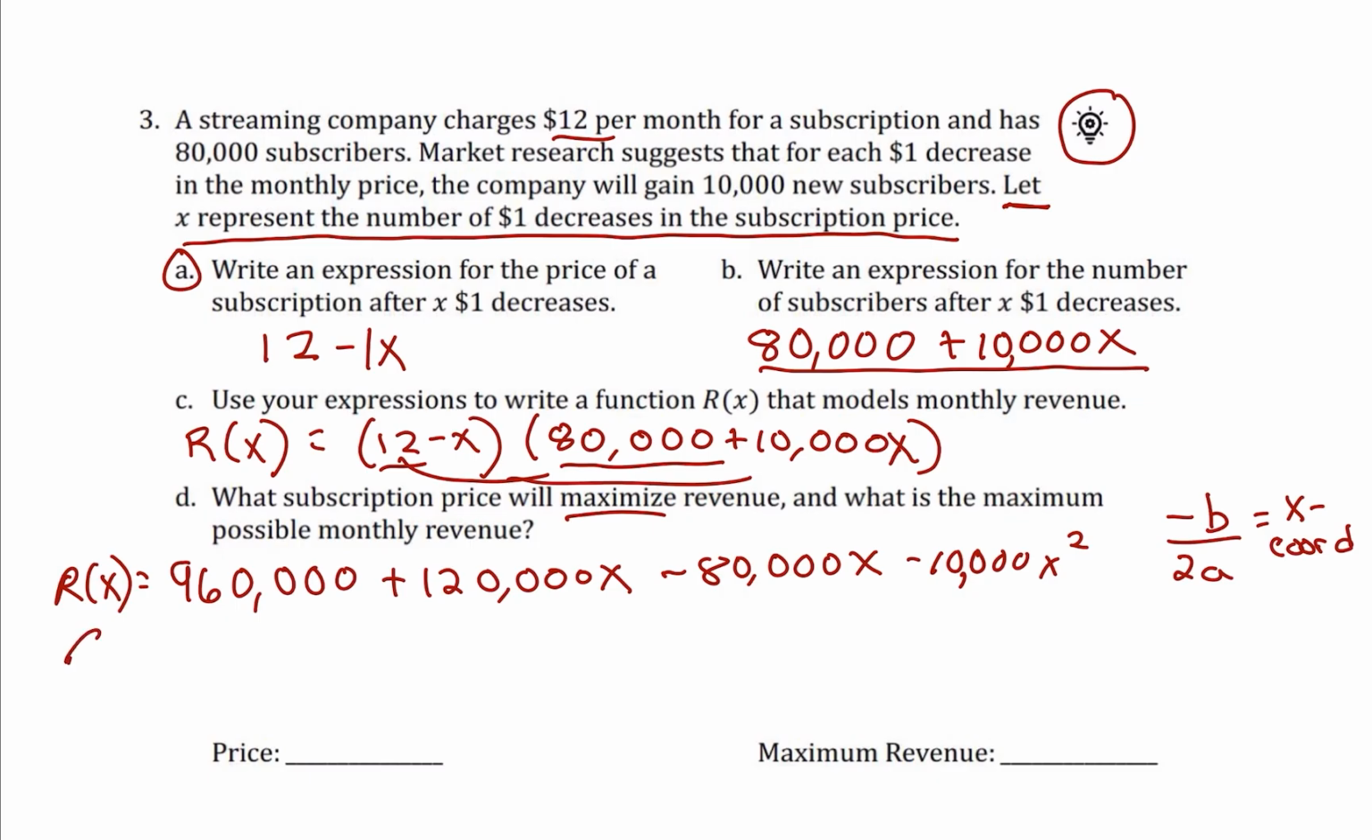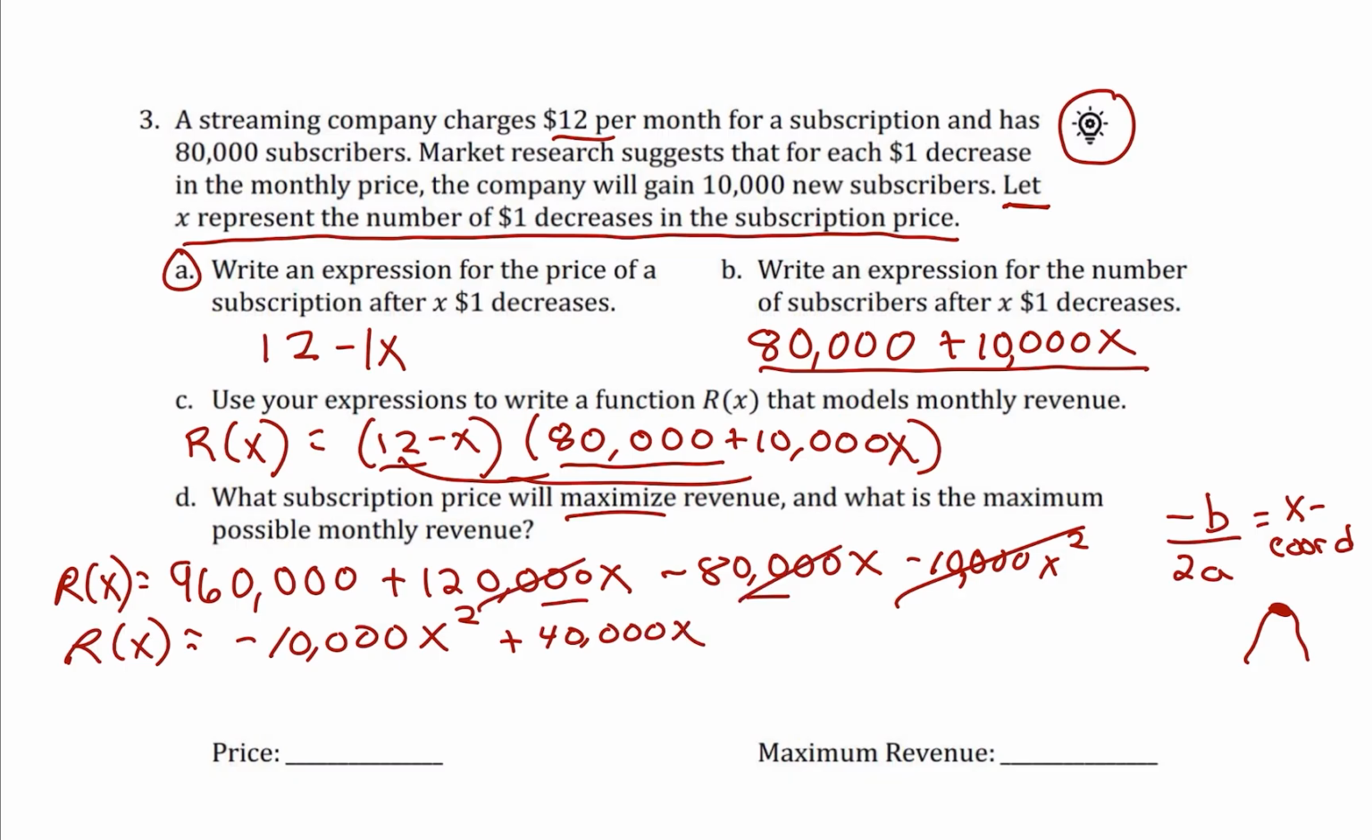So what I'm going to say right here is that r of x is equal to a negative 10,000x squared. By the way, I knew that the leading coefficient on x squared had to be negative because this graph has to open downward in order to have a maximum, and we're trying to maximize. So negative 10,000x squared, that's done. I'm going to combine these two x terms, which is going to give me plus 40,000x. Okay, that takes care of these two terms, and then plus 960,000.